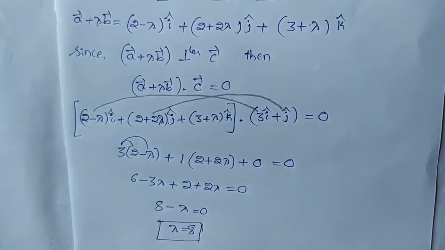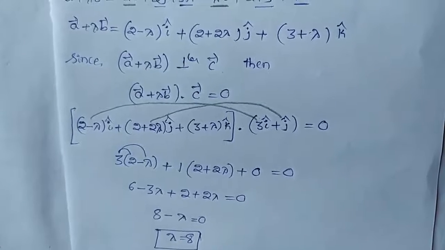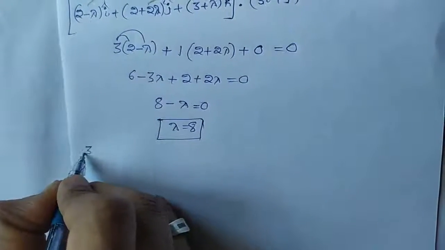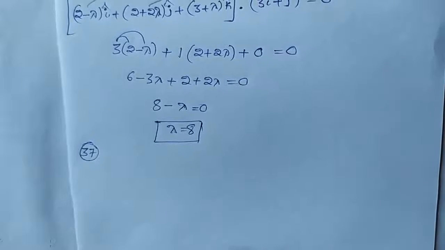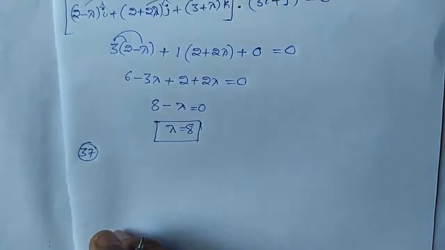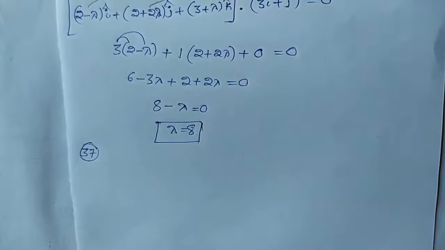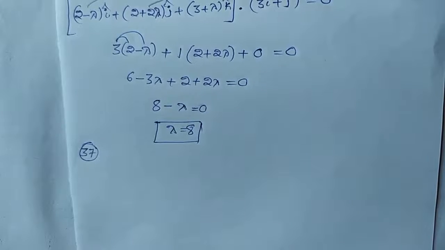Next we will move on to the 37th question. See the 37th question in your NCERT, in your model paper. Find the equation of the plane through the intersection of the planes 3x minus y plus 2z minus 4 equals 0 and x plus y minus 2 equals 0, and the point (2, 2, 1).